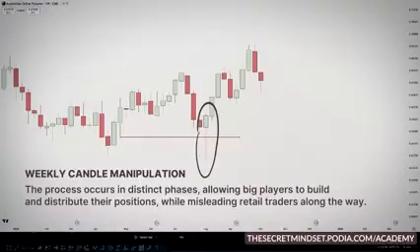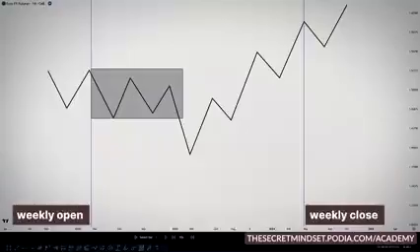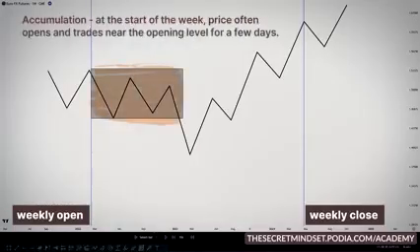This manipulation process occurs in distinct phases, allowing big players to build and distribute their positions, while misleading retail traders along the way. The weekly chart in particular is an ideal playground for large institutions because the moves are more spread out, giving the illusion of a natural price progression over several days. At the start of the week, the price often opens and trades near the opening level for a few days.